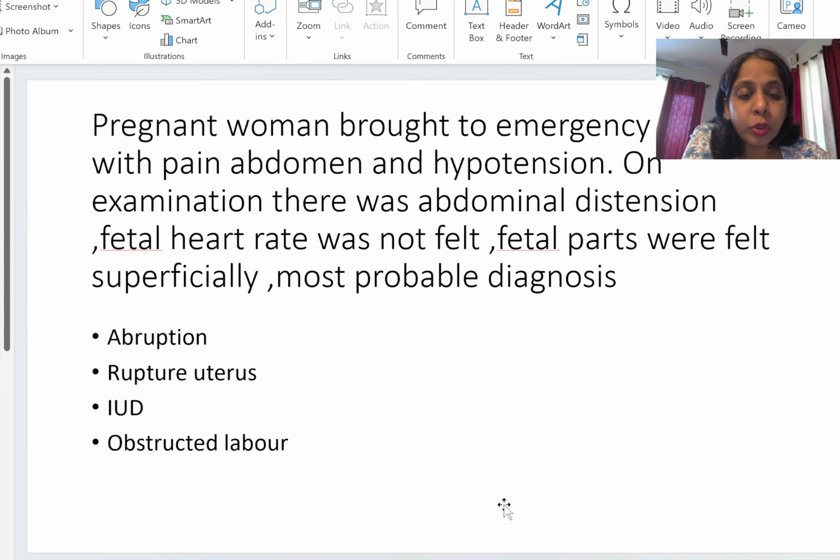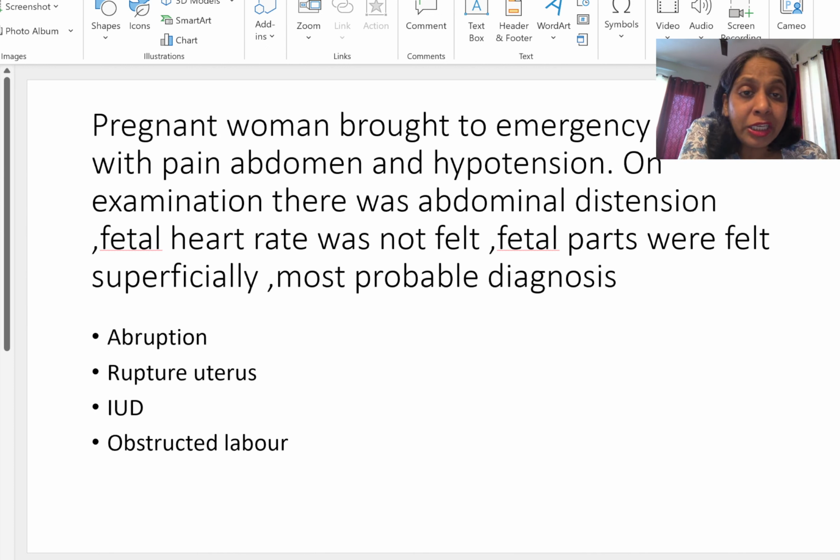Now let's see what all questions come and how we get confused. So this is the first question. A pregnant woman is brought to the emergency room with pain abdomen and hypotension. Now, as I already told you, in rupture uterus there is a lot of bleeding from the site of the tear. So now there will be a lot of bleeding, so the patient will go into hypotensive shock.